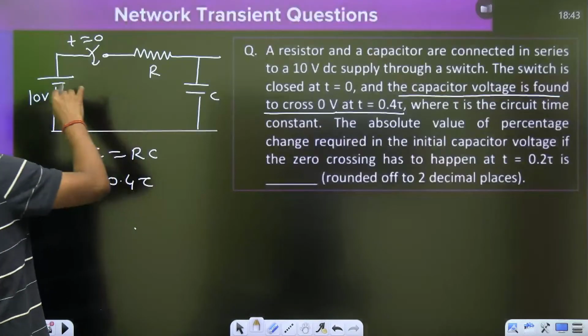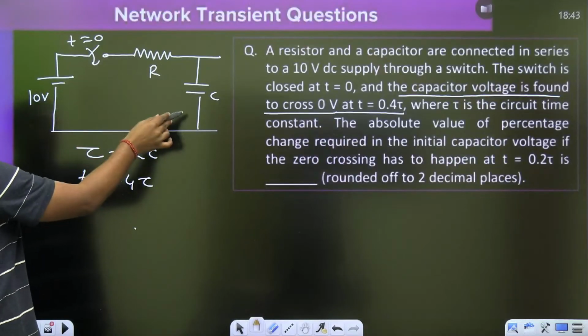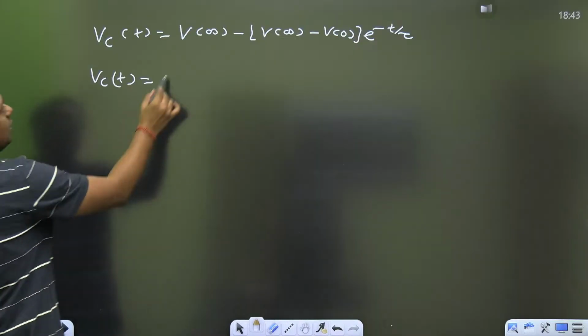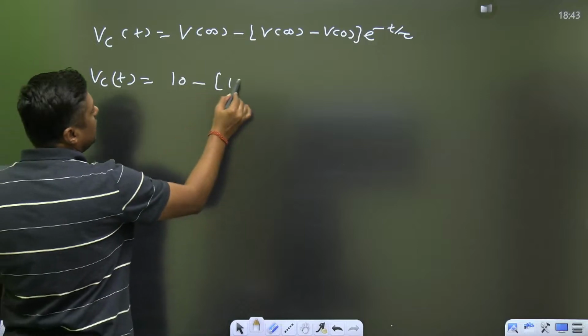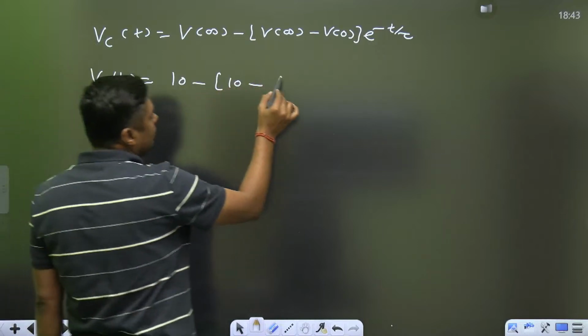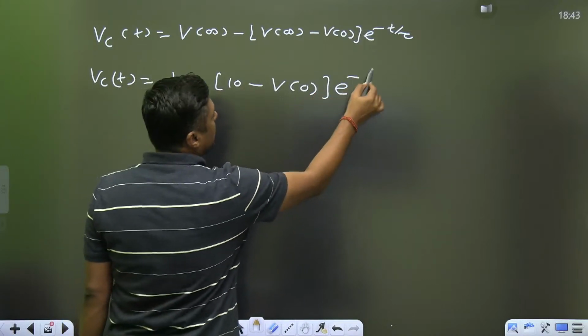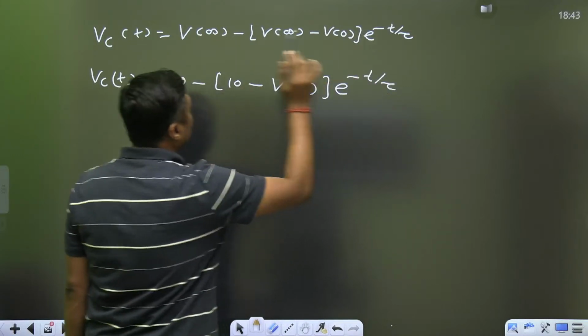So what is the final value? Finally, it will charge up to 10 volt. Therefore, at t equal to infinity, it will act as an open circuit and charge up to 10 volt. The final value is 10 volt. What is the initial value? In the first case, it is V0.